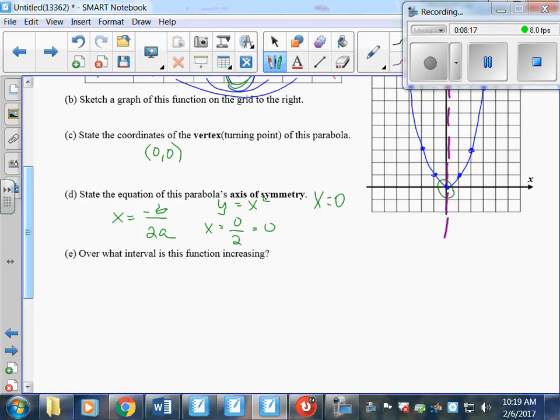And it asks, over what interval is this function increasing? Well, it's increasing from 0 on. So I know that interval means x values. X has to be greater than, not equal to, because actually at 0, it's not increasing, nor is it decreasing. So I'm going to say x is greater than 0 is my interval. So that should have been a piece of cake for you. So write down what you need to, and we'll move on.